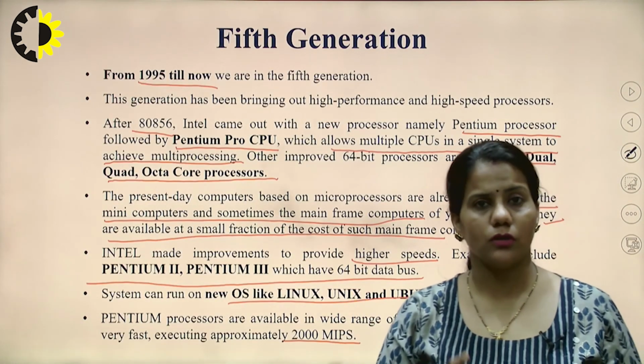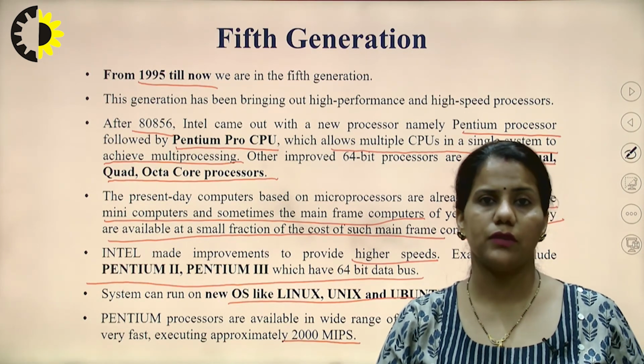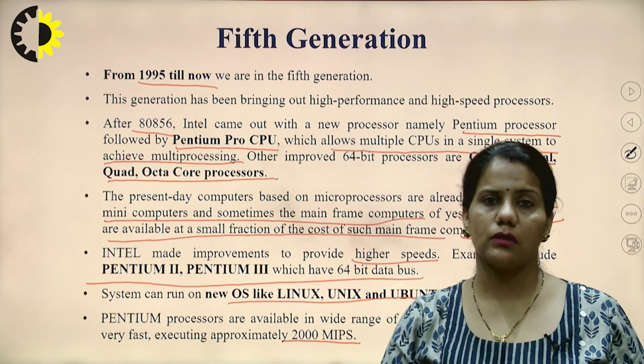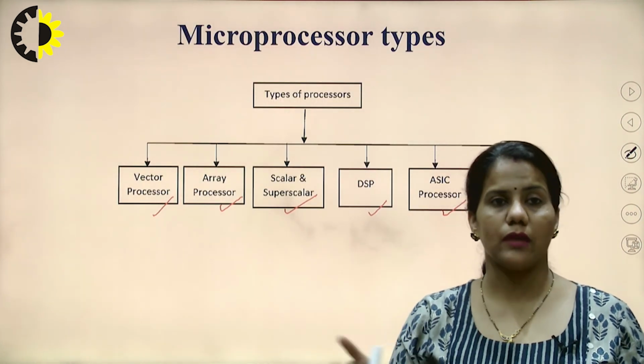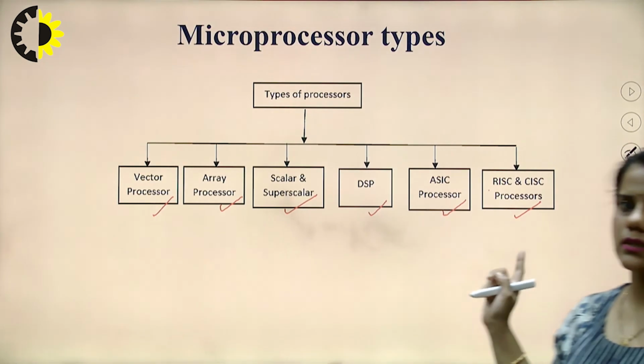So when we talk about the evolution of microprocessors, we have 5 generations: first, second, third, fourth and fifth generation. And when we talk about the types of microprocessors, then we have 6 categories of microprocessors.